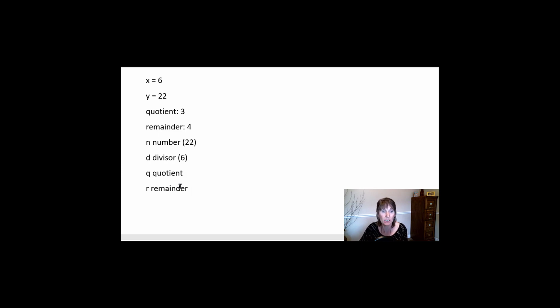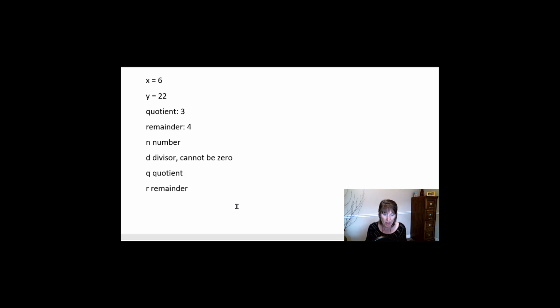Now, there are some important details. The divisor is not always going to be 6. It's going to be whatever number we're dividing by, and the number is whatever number we are dividing. The divisor cannot be 0. It can be negative and it can be positive, but it just cannot be 0. And again, we're working exclusively with integers because we're doing integer division.